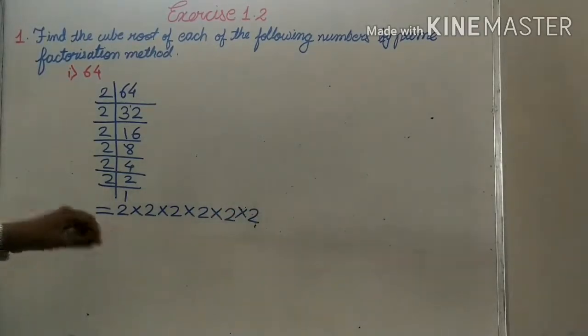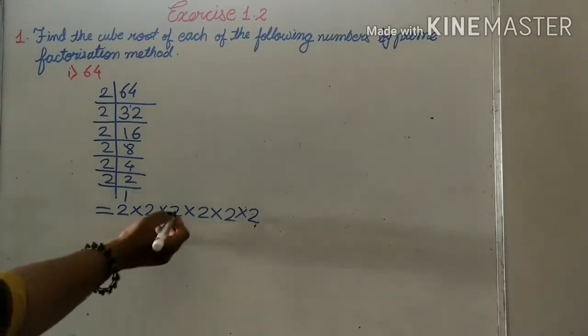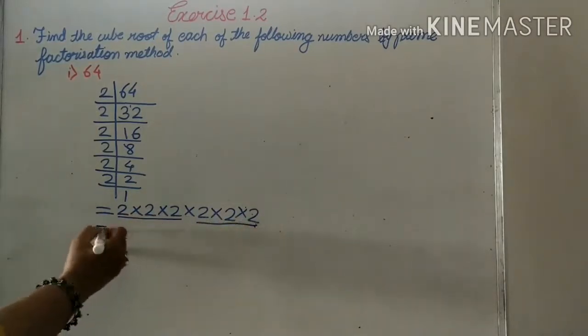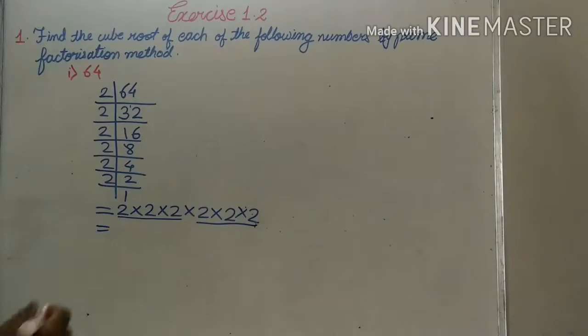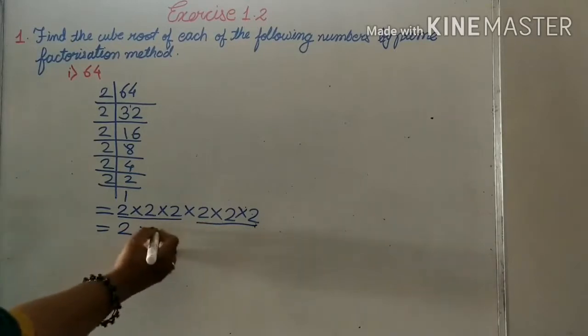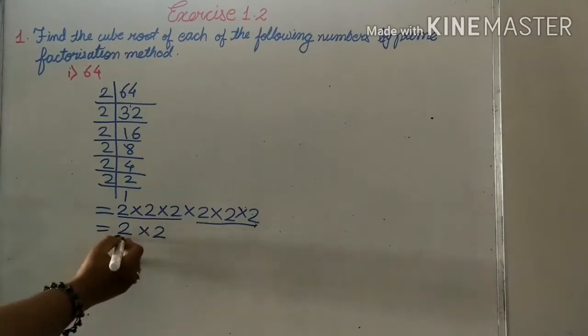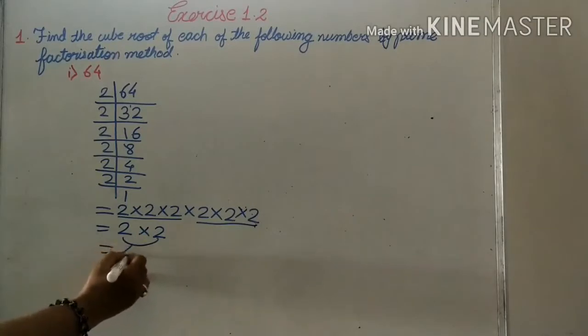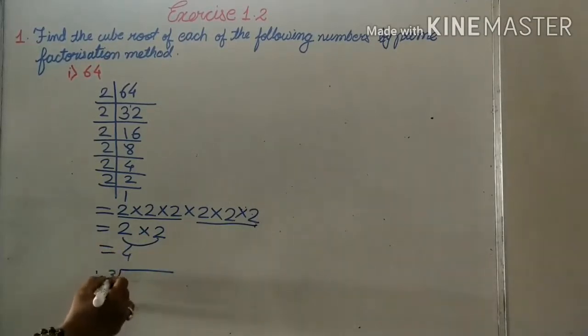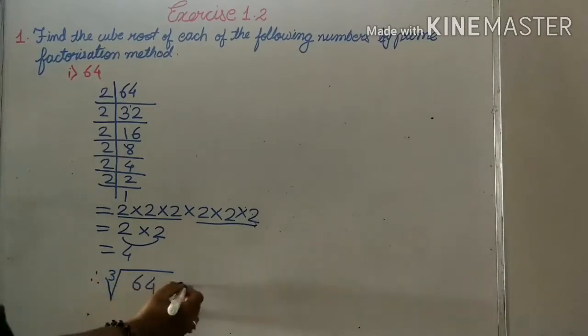Here we know that for a perfect cube we have to form groups of 3 numbers. This is one group and this one is the second group. From each group we have to take one number. This 2, then this multiplication sign, from the second group 2 comes. Now multiply. 2 2s are 4. Therefore, the cube root of 64 is 4.